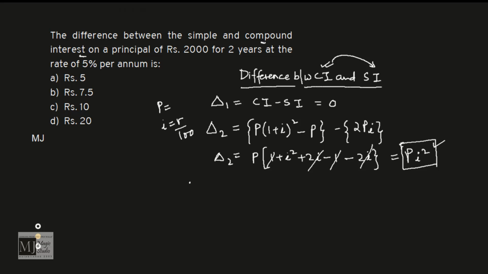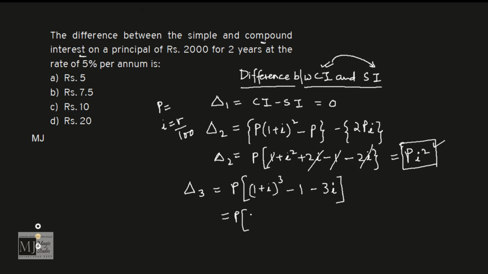Now let's quickly calculate for 3 years. Delta 3 would be P into, let me write it directly, (1 plus i) whole cube minus 1 minus 3i. 3i would be from the simple interest part, isn't it? 3Pi is 3 years simple interest, and P into (1 plus i) whole cube minus P is the compound interest.